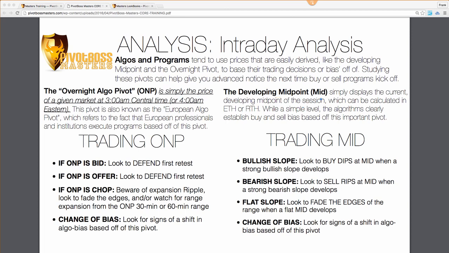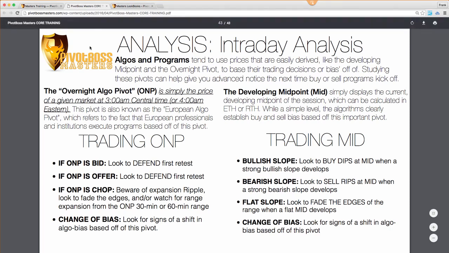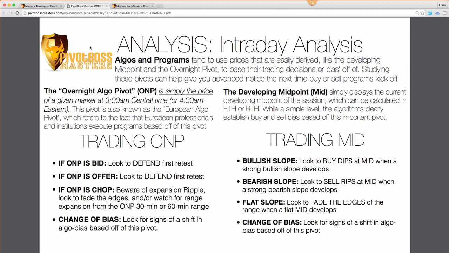And so the midpoint here is another simple level, and again, the algorithms clearly use this pivot to establish buy and sell bias on any given day. And a change in bias is often very evident using the midpoint as well. As a matter of fact, the midpoint is one of those first indicators where I started to really reveal the hidden algo tendencies at a pivot, because it was so simple, but you could see it so clearly. And being able to see that tendency and then translating it over to other price levels that we're looking at works really, really well.